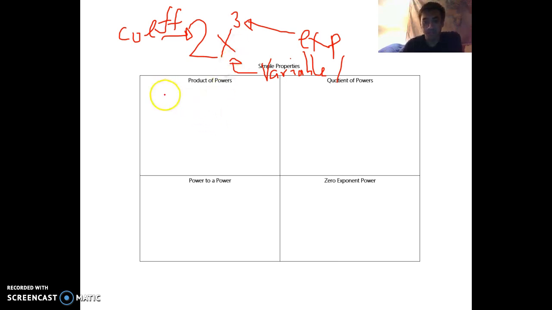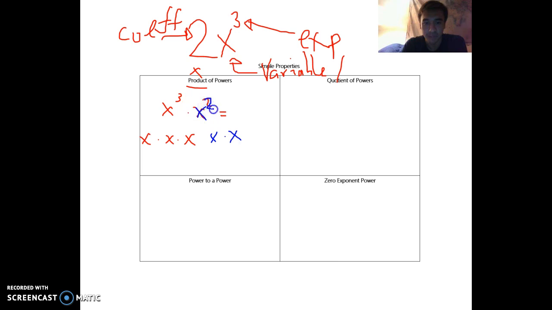In our properties, we have product of powers. Products, you should be thinking multiplication. If we have x to the third times x to the second, what does that equal? What this means is x to the third is x times x times x. And then x to the second, let's change pen color, is x times x.